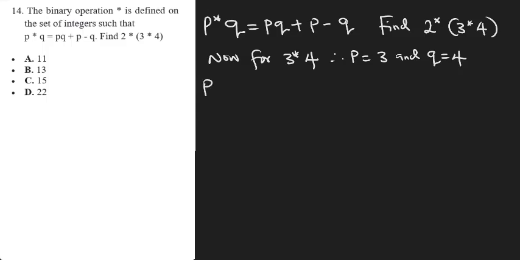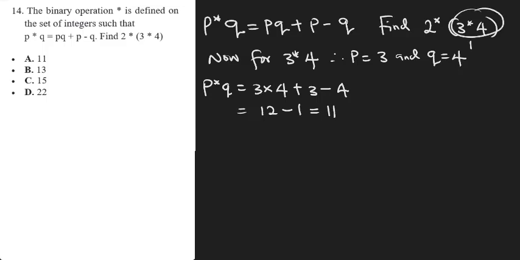So we have that p asterisk q now will be, what is our p? Now it will be 3 times q, now 4. Then we have plus, what is our p? Now 3 minus our q, 4. So this one is going to be 12. Then plus 3 minus 4 is minus 1, which is 11. So we have gotten that the entire bracket is 11.